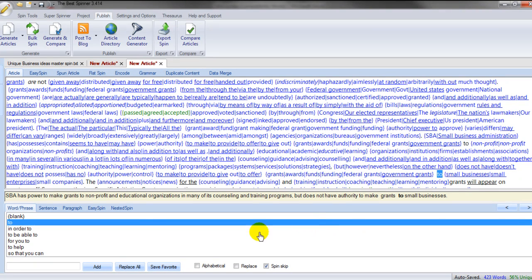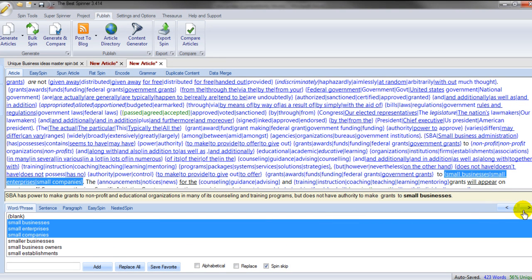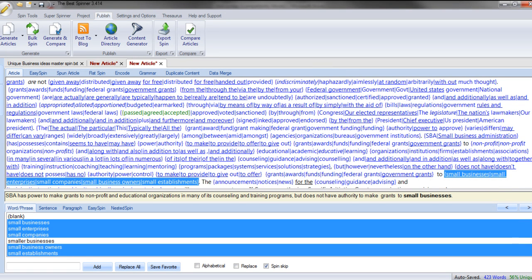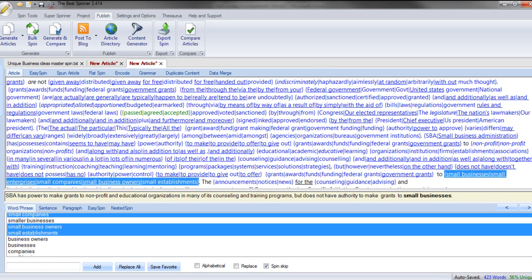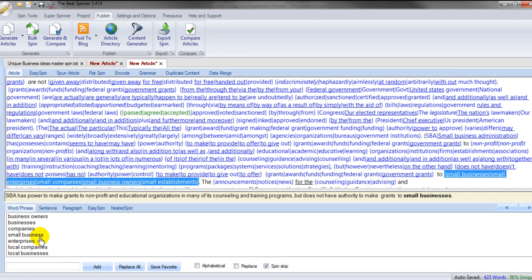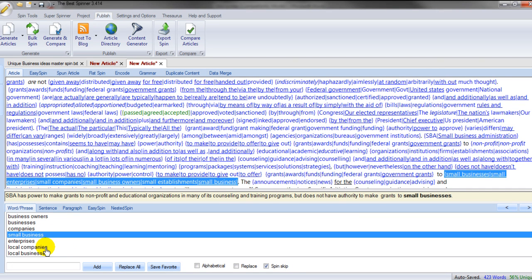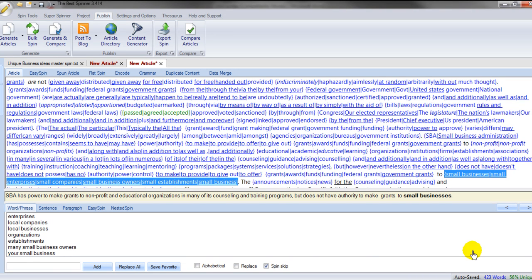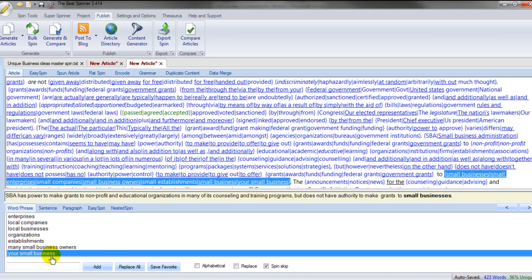To, let's leave to small businesses, small companies, small business owners, small establishments, small business, your small business. Okay, I hope this makes it a little more clear.